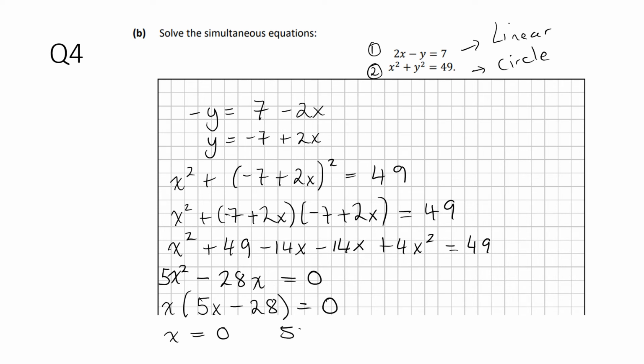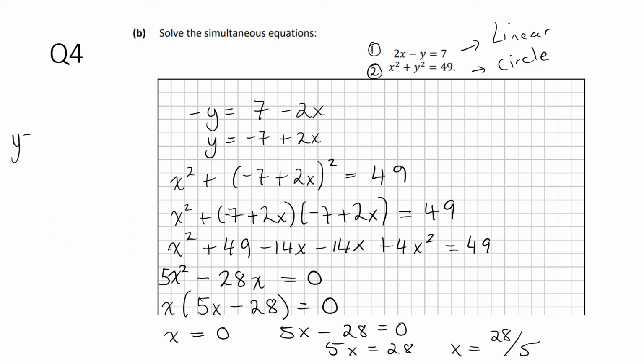Your second value of x comes from the bracket. So 5x minus 28 is equal to 0. So 5x is equal to 28. So that means that x is equal to 28 over 5. So now you want to find out what your other values are for y. So I'm going to go over here and sub them in.